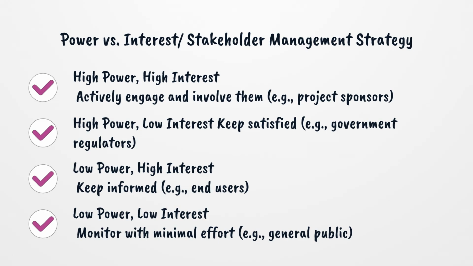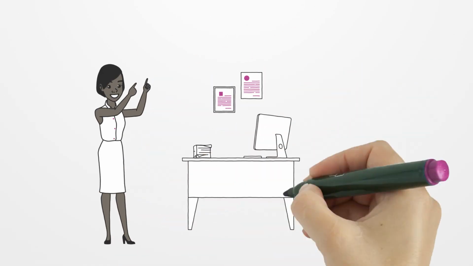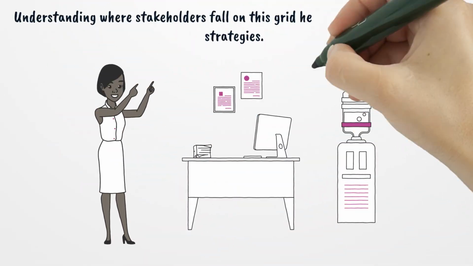Low power, high interest. Keep informed, e.g., end users. Low power, low interest. Monitor with minimal effort, e.g., general public. Understanding where stakeholders fall on this grid helps prioritize engagement strategies.